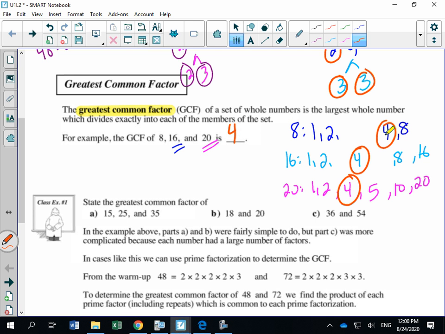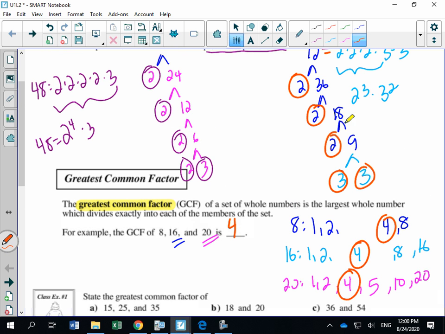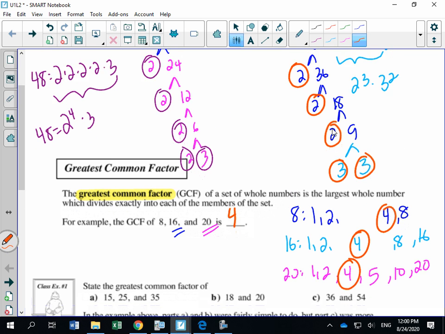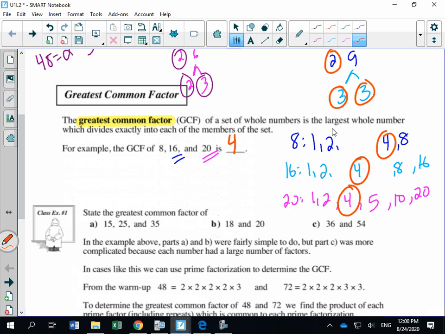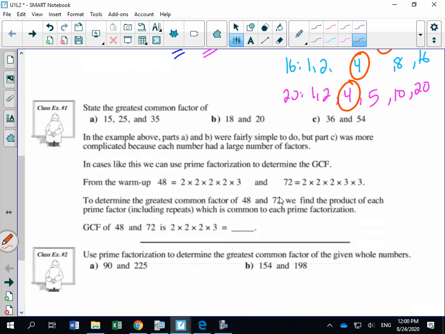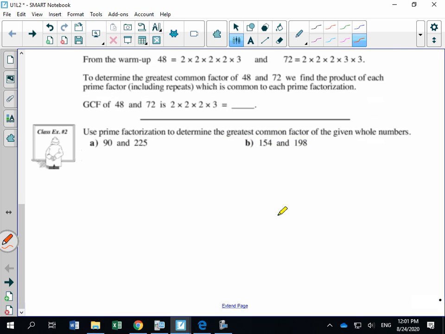Now, it sounds really easy, right? Like how you did it in junior high. What's going to happen in high school is I'm going to give you much bigger numbers than 8, 16, and 20, and it's not going to make sense to write the factors. It's going to be easier to do the prime factorization, okay? So we're not going to do class example number 1 because these are small numbers and you could do this method, which is technically what we did in grade 9, right? I want you to do the new method, which we're going to do in grade 10, which is prime factorization.